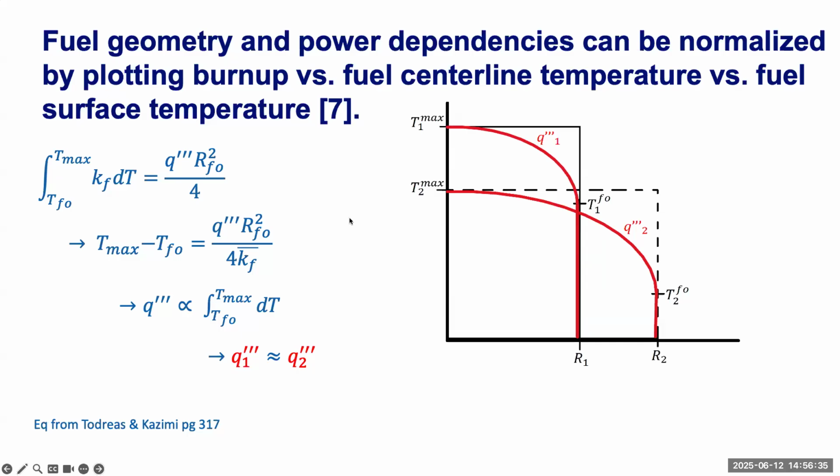But one of the ways that we can actually address this issue and normalize that out is by, instead of plotting just the fuel centerline temperature, adding a third axis to this threshold plot that we've been talking about to also model the fuel's surface temperature. And by pinning down the fuel centerline temperature, or Tmax, and the fuel's outer surface temperature, we're able to essentially normalize both of these power levels. Pinpointing both of them eliminates the power dependency as well as the radial dependency.